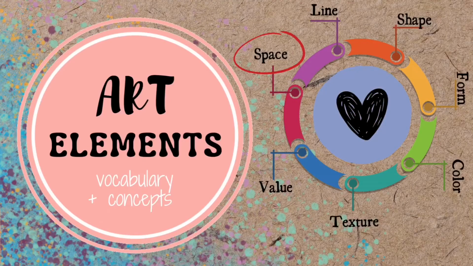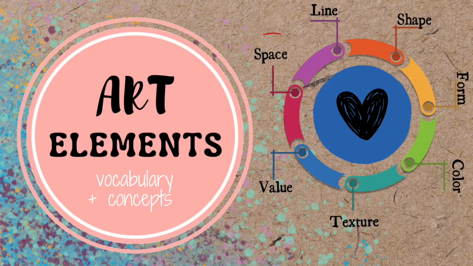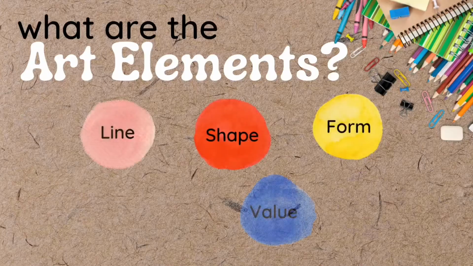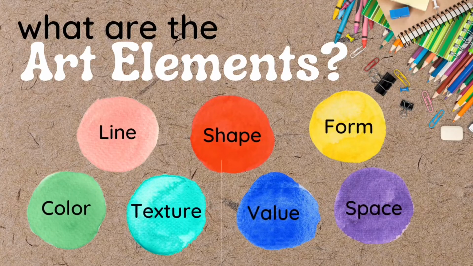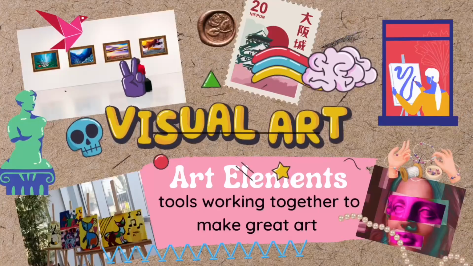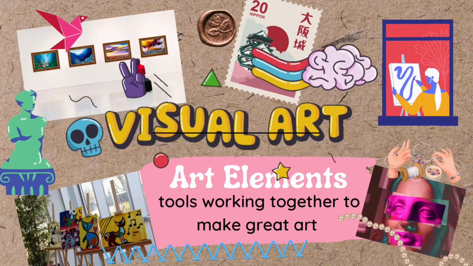Today in Art Vocabulary and Concepts, we'll be discussing the art elements. What are the art elements? Line, shape, form, color, texture, value, and space. In the visual arts, the art elements are tools working together to make great art.